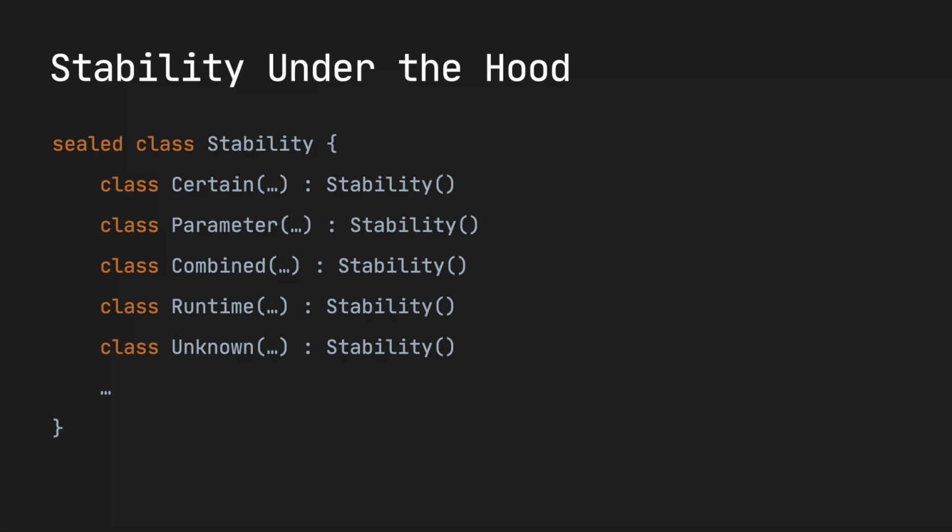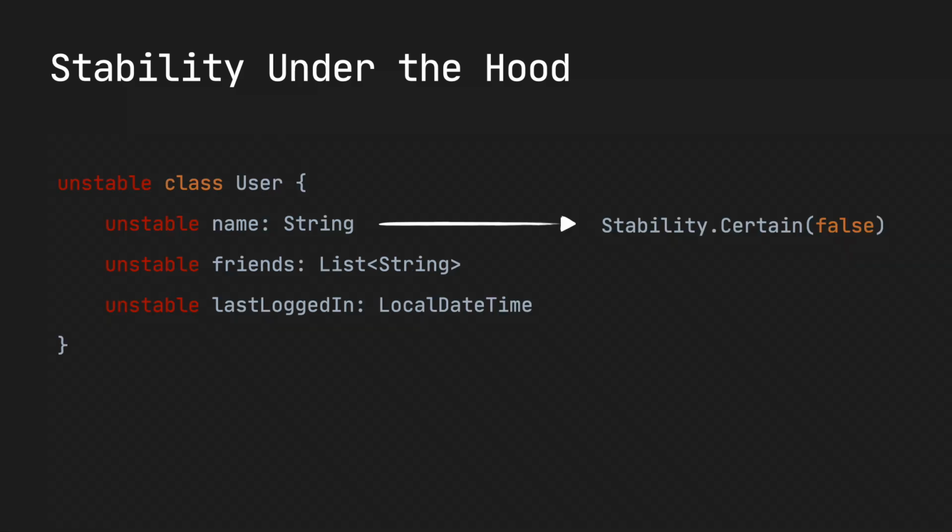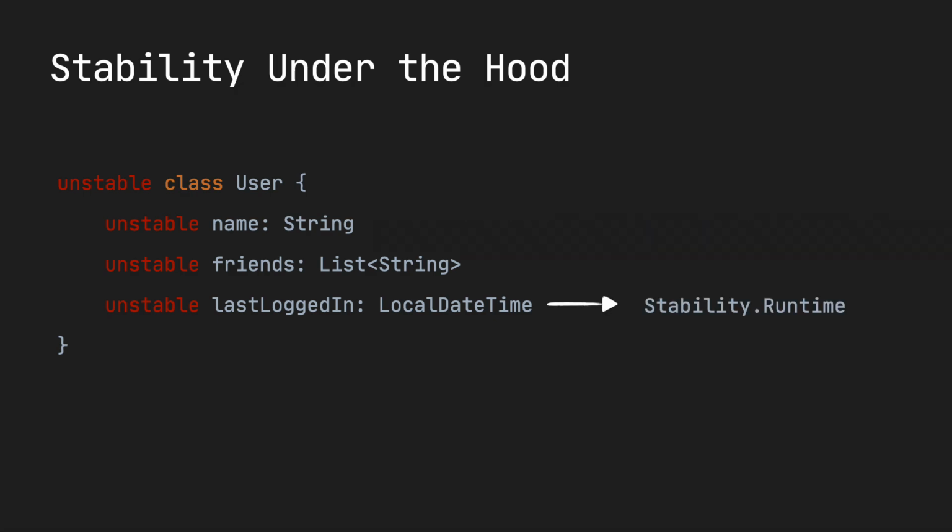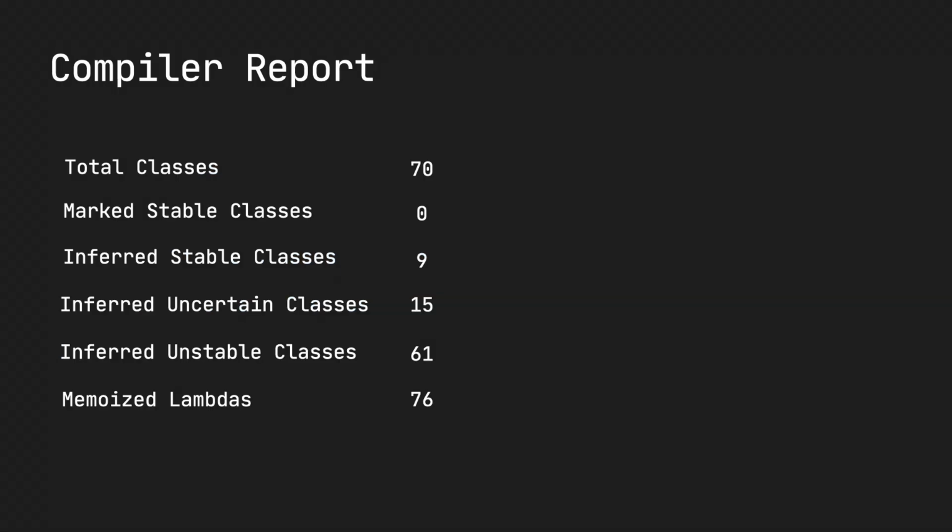So what does an unstable stability look like? What does it map to? Well, it uses a Stability.Certain class, and it passes a Boolean of false. That's unstable. For this external type, it is going to do a runtime check. So you could get a report of this information from the compose compiler like this.